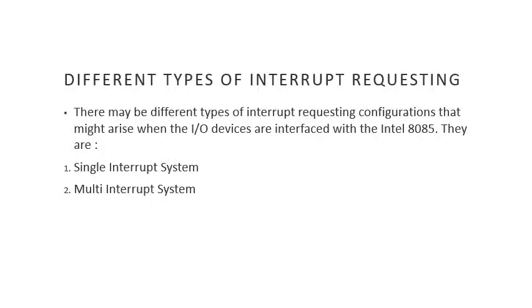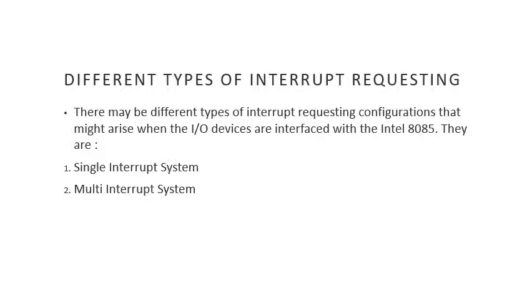Different types of interrupt request. There are different types of interrupt request configuration that might arise when the I/O devices are interfaced with the 8085 microprocessor. They are the single interrupt system and the multi-interrupt system. Let us see what they are. Single interrupt system. Under the single interrupt system, only one interrupt line is available with the processor, to which multiple I/O devices are to be connected.